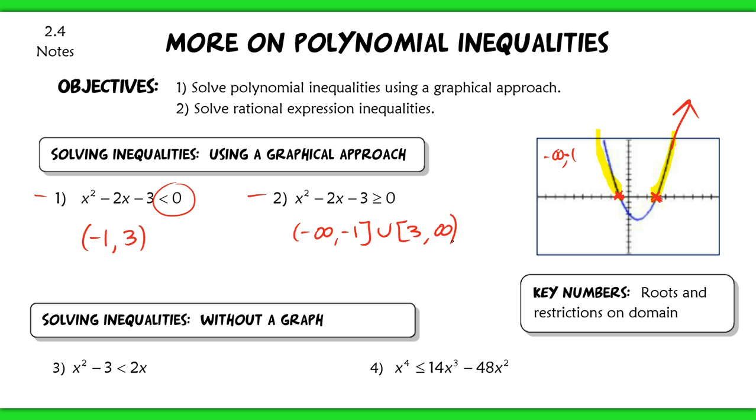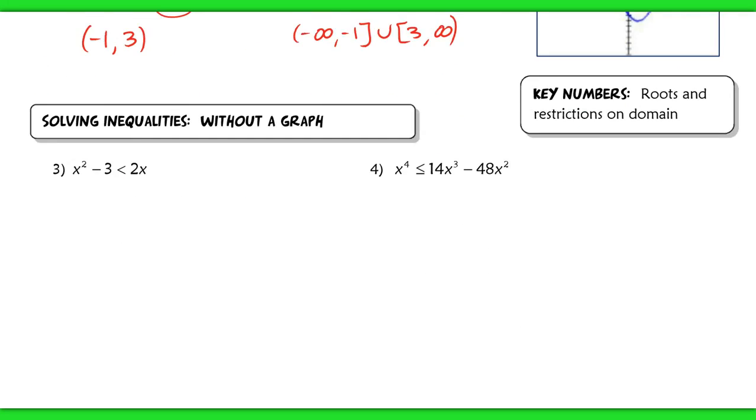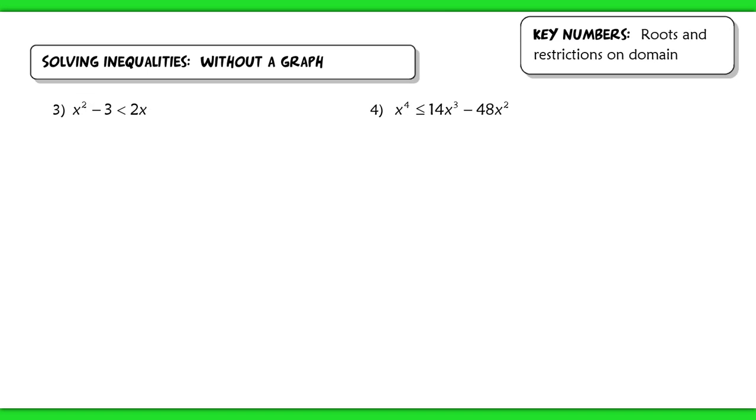Okay? So let's say we don't actually have a graph. We don't have a picture. We don't know what it looks like. Well, what we're going to look for are things called key numbers. Key numbers are the roots of your polynomial and other restrictions on your domain. So right here we don't have any other restrictions on our domain, but we can find roots. This is the same inequality that we were just looking at. So x squared minus 2x minus 3 is less than 0. You always want to make sure that you have your inequality less than 0.